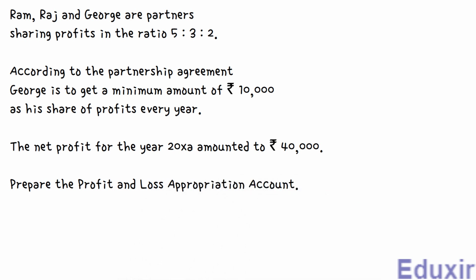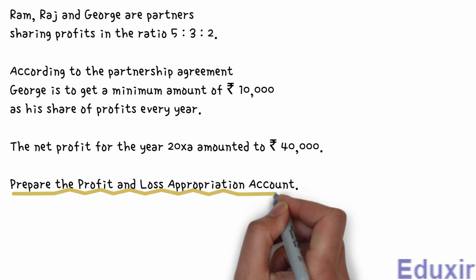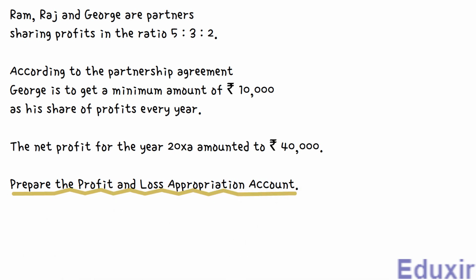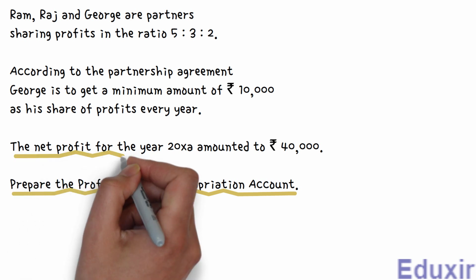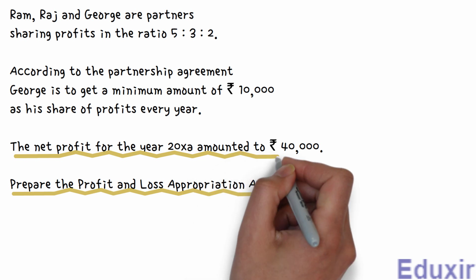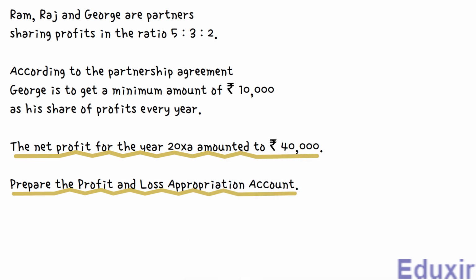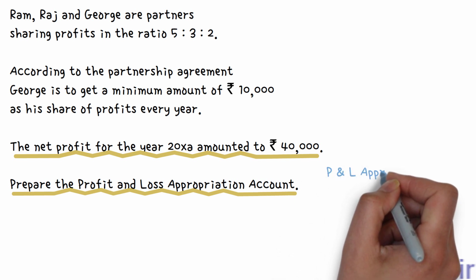So, as per the problem, we have to prepare the profit and loss appropriation account. If you carefully analyze the problem, we notice that this problem is just about the distribution of the profits, nothing else. It is given that the net profit for the year 2000 XA amounted to 40,000 rupees. Now, we know that the net profit is nothing but a credit balance in the profit and loss account. For distributing this net profit, we prepare the profit and loss appropriation account. So, we need to transfer this net profit on the credit side of the profit and loss appropriation account.